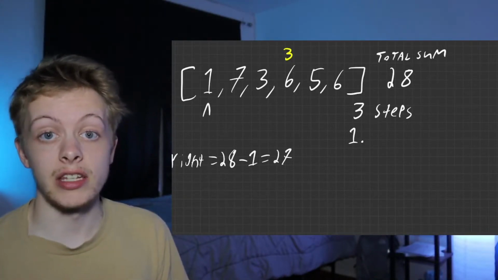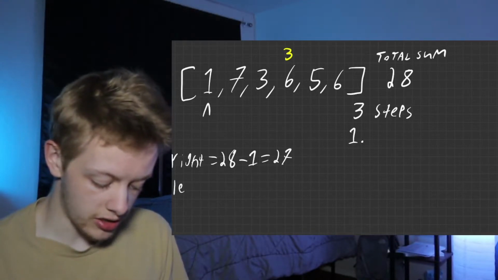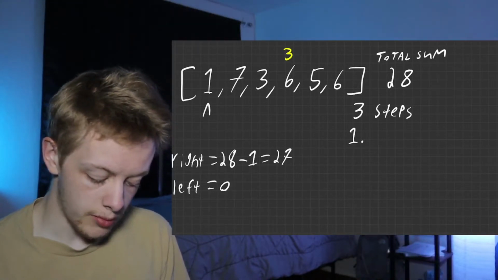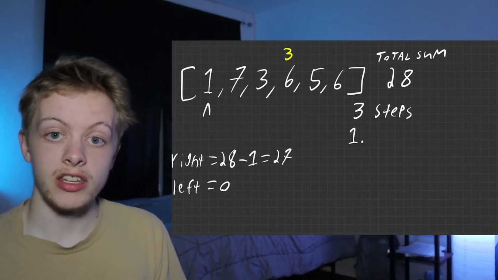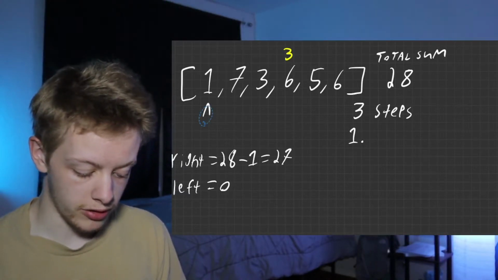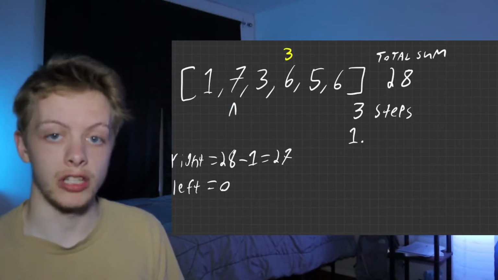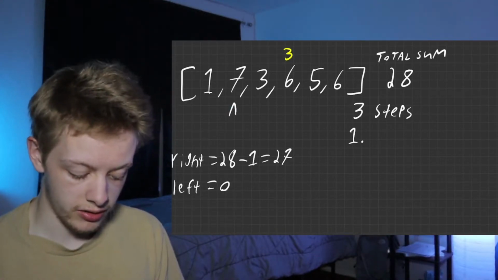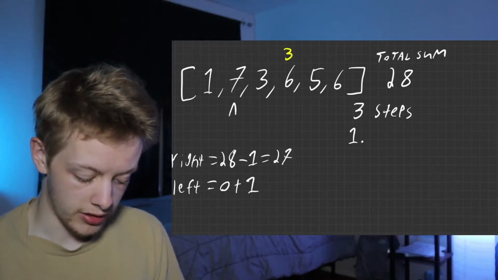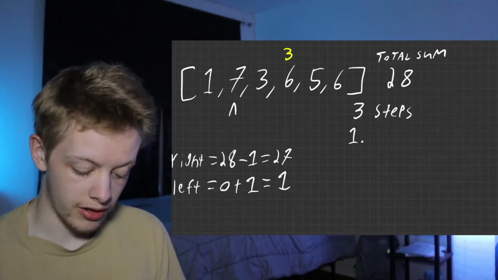And now let's think about our left. Our left is initially going to be set to 0. But what's important here is that in the next step, our pointer is going to move forward, and we want to save that current value to our left. So let's do that here: 0 plus 1. Left is going to give us a value of 1.